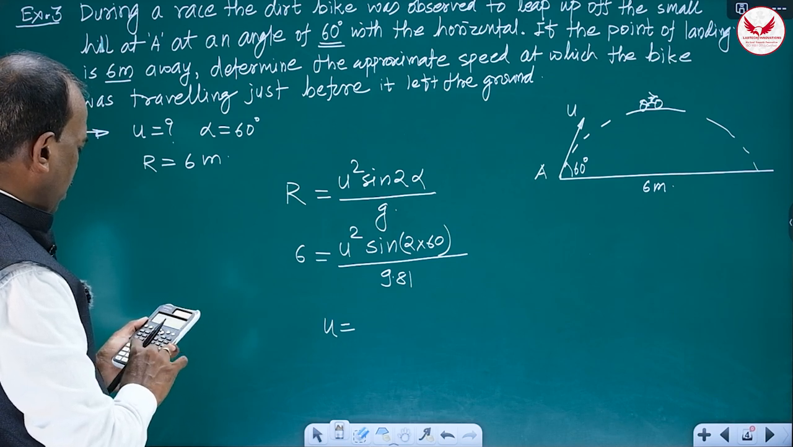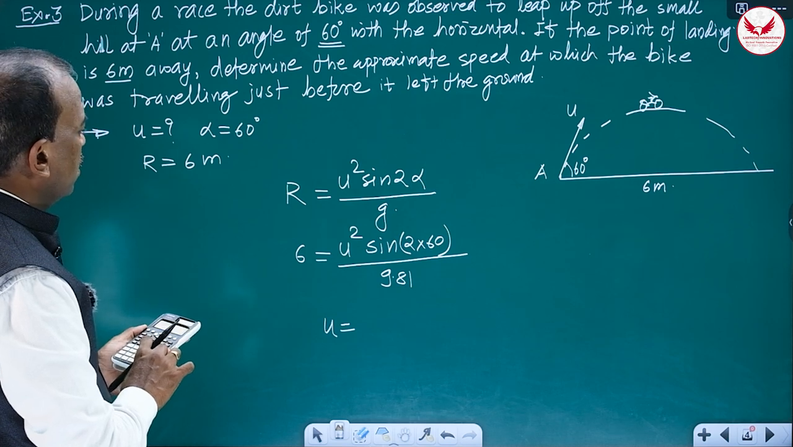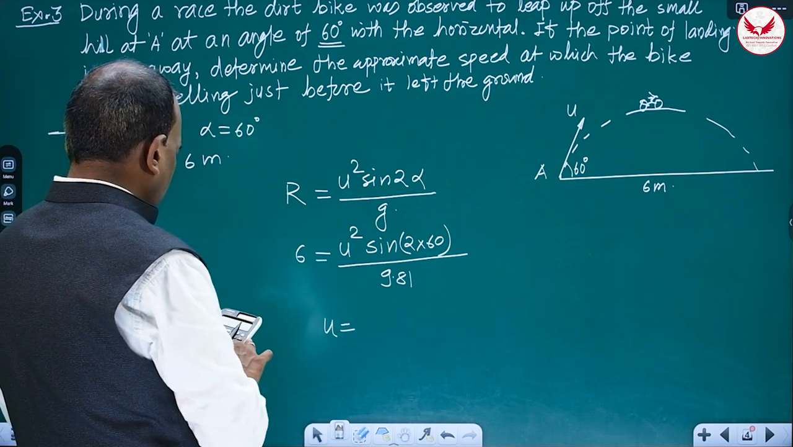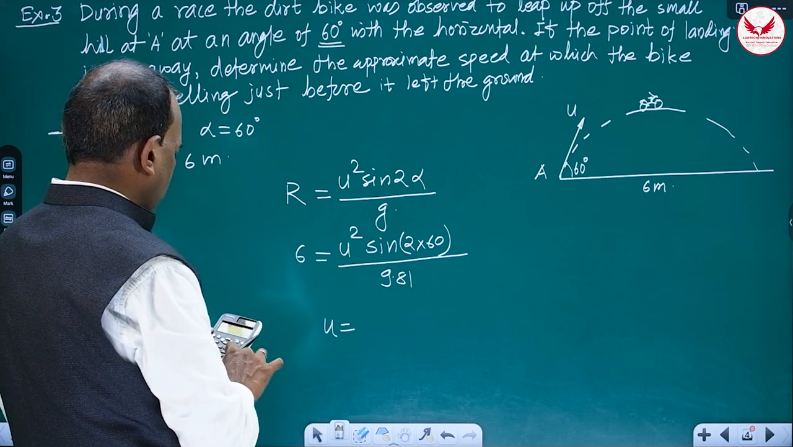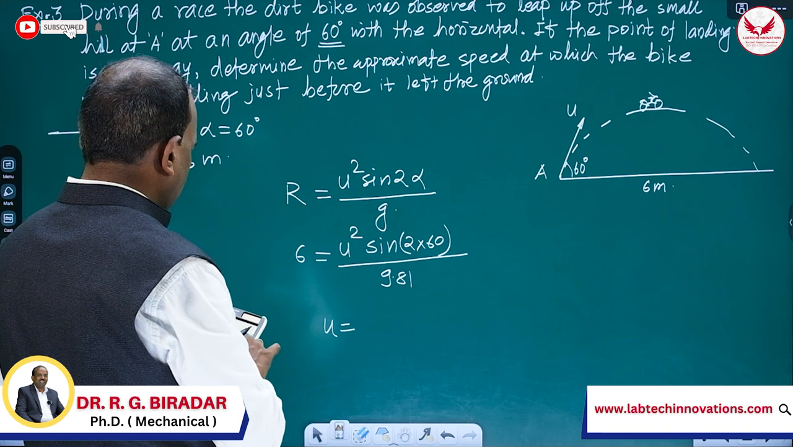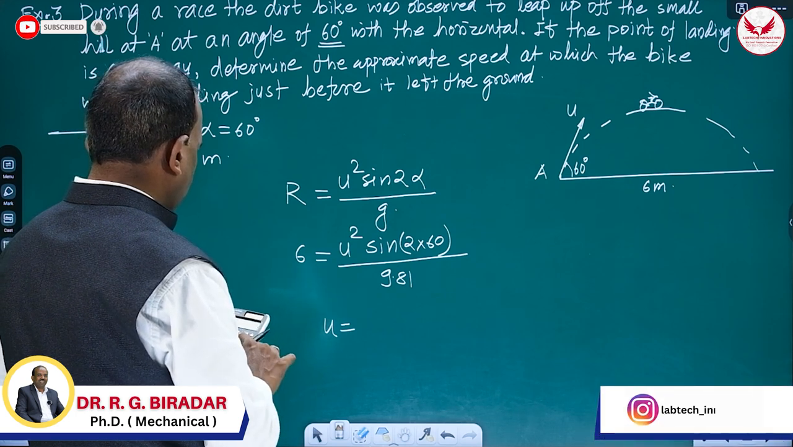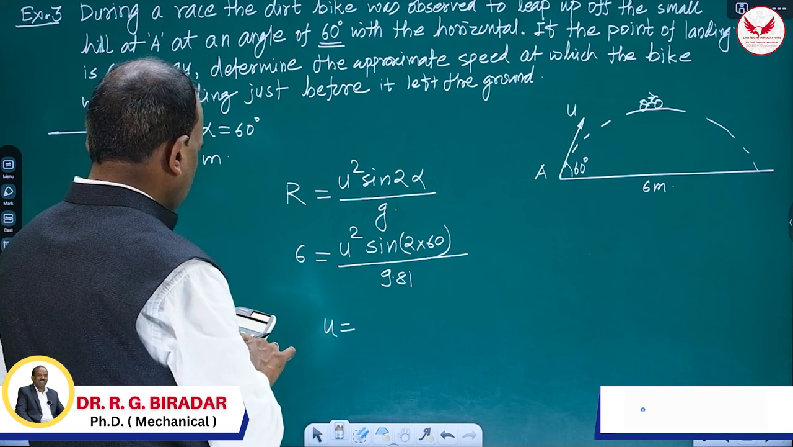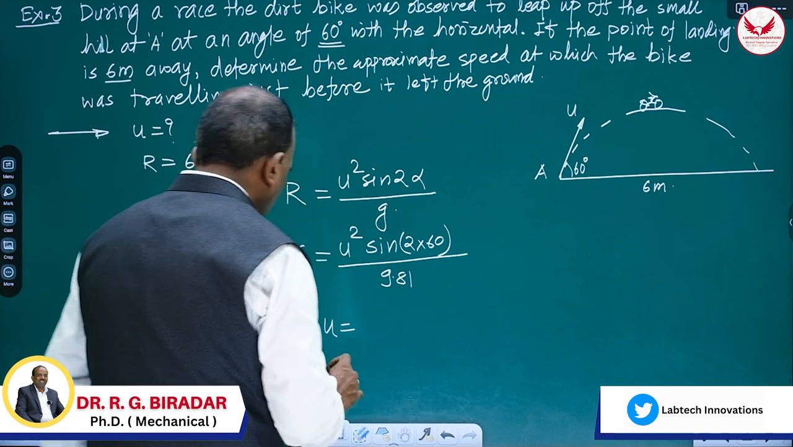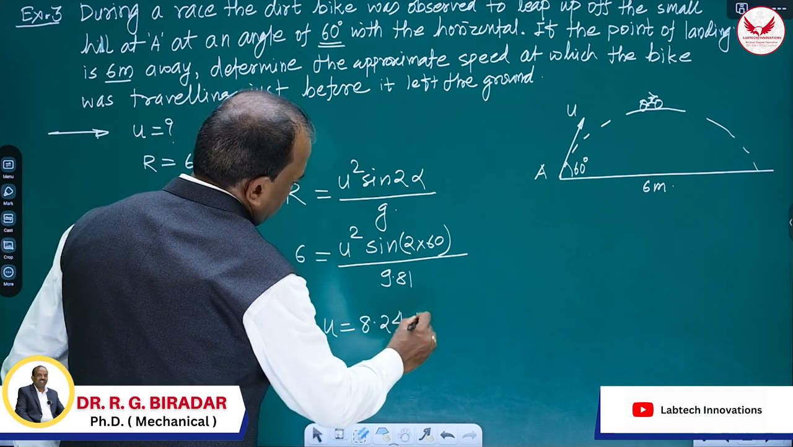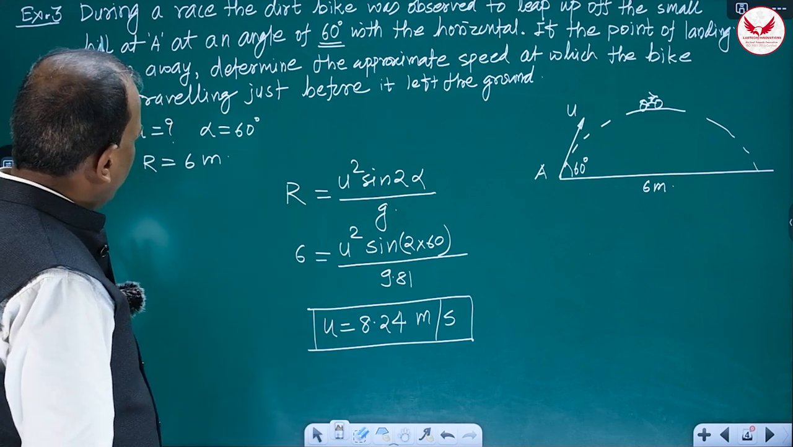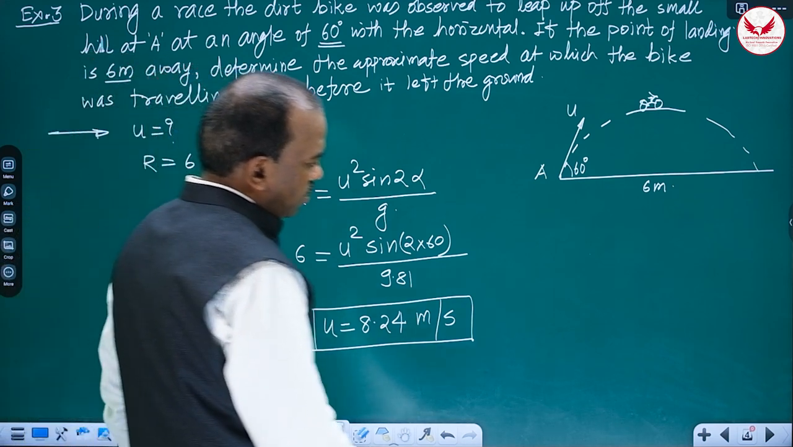In the next line we will get u, and that u will be 6 into 9.81 divided by sine 120, or 58.86 divided by sine 120. The answer is 8.24 meters per second. Finish. These projectile problems are very simple, very interesting also. We must solve them.